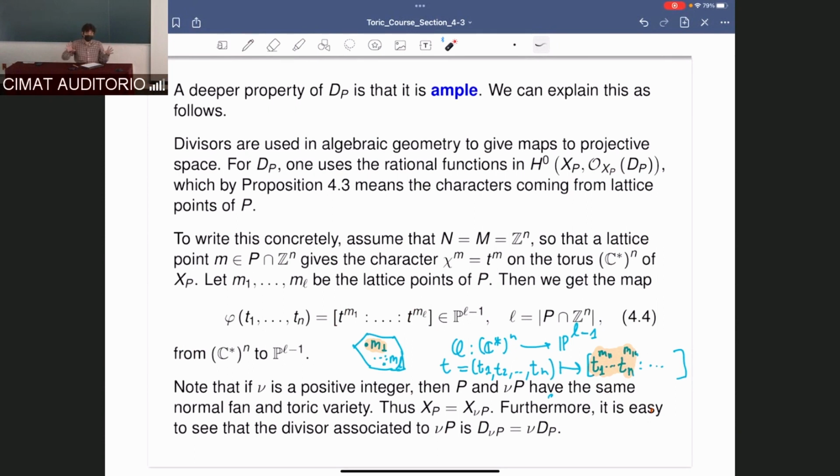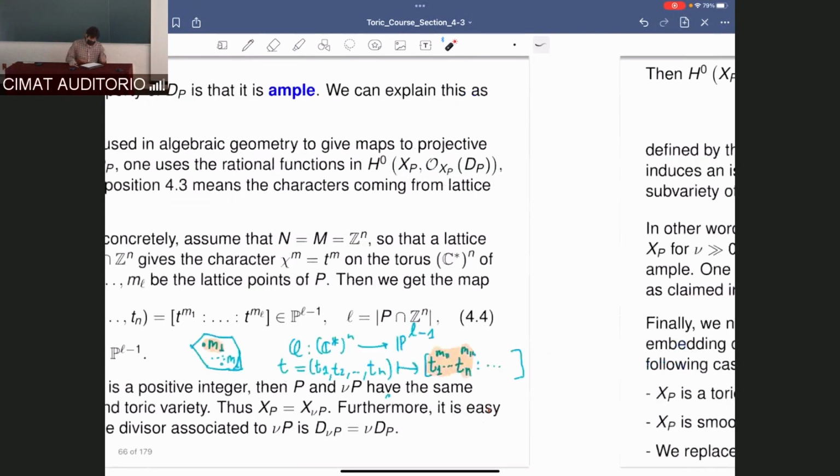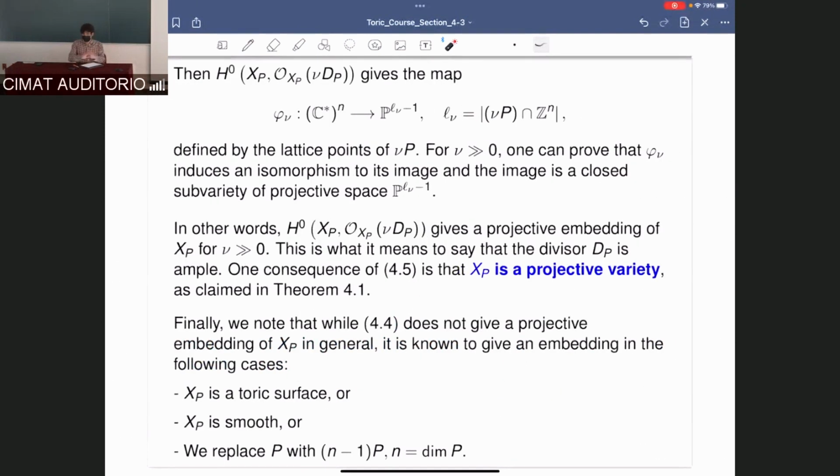Scaling the polytope again does not change the normal fan, and does not change the toric variety. It changes the divisor you are using to construct the map, and it gets better in the sense that if I scale it enough, n-1 or more is enough, it now gives you an embedding. In particular, XP is a projective variety. We already said this, but now we are seeing how it works.